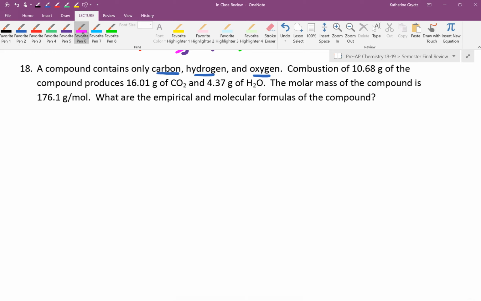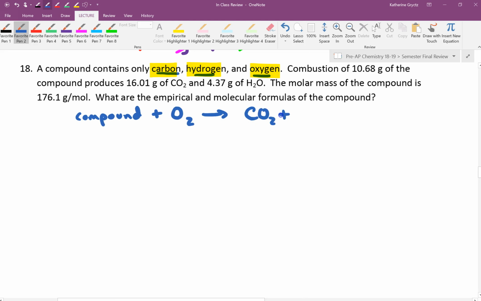So we did empirical formulas the first problem in this little video. The goal was you needed to get grams of each element so you can convert them to moles. So this next part that I'm about to write, you don't need. I just want you to have an understanding. So whatever this compound is, we are combusting it, which means we're adding oxygen, and then we are going to make carbon dioxide and water. You cannot balance this equation and do any stoichiometry with this because you don't know what the formula for this compound is. You do know that it has carbon, hydrogen, and oxygen in it. You just don't know the subscripts.